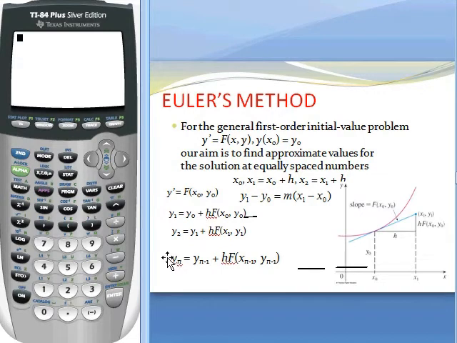When you write the general formula, you're going to get yn equals yn minus 1 plus h times f of xn minus 1, yn minus 1, and that is given by your first order initial value problem.